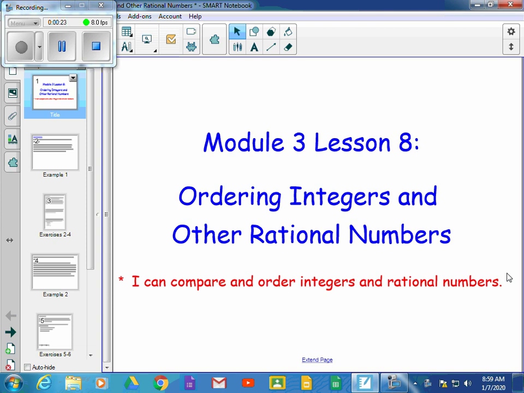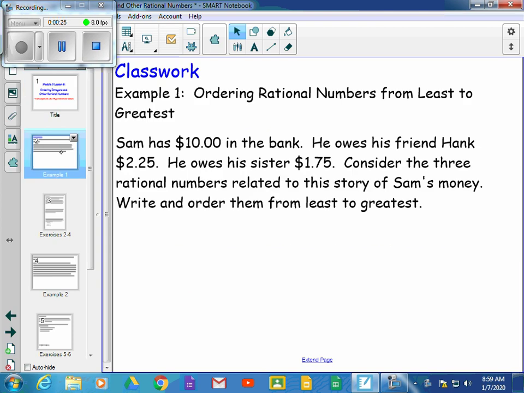I'm going to go on to example number 1. We're going to be ordering rational numbers from least to greatest. Remember, rational numbers are any number, basically, that can be divided, A over B, which means we're talking positive and negative integers, 0. We're talking positive and negative decimals, positive and negative fractions even. We're going to be using a number line to help us solve this problem here.